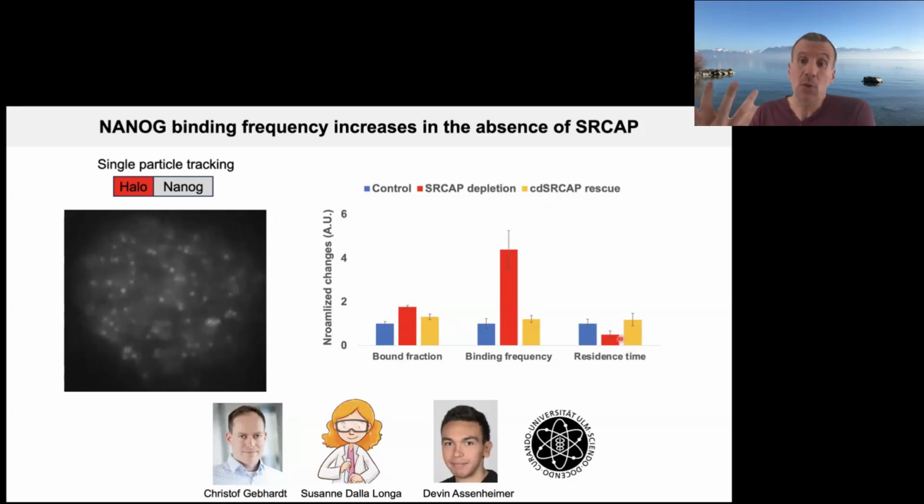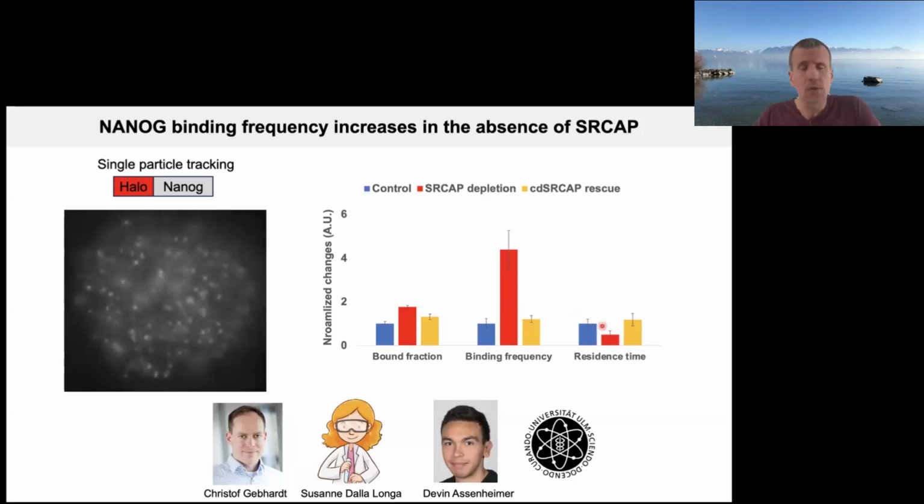And the residence time is actually even going a little bit the opposite way when you deplete SRCAP. And this is probably because when you remove SRCAP, Nanog starts to bind at many more places where it has fewer cofactors to bind, so where it may on average bind for less time.